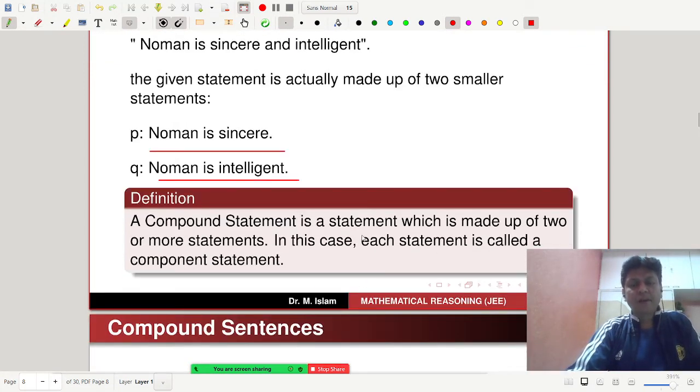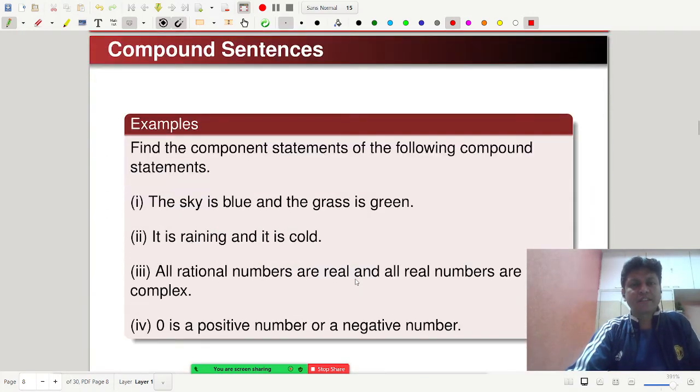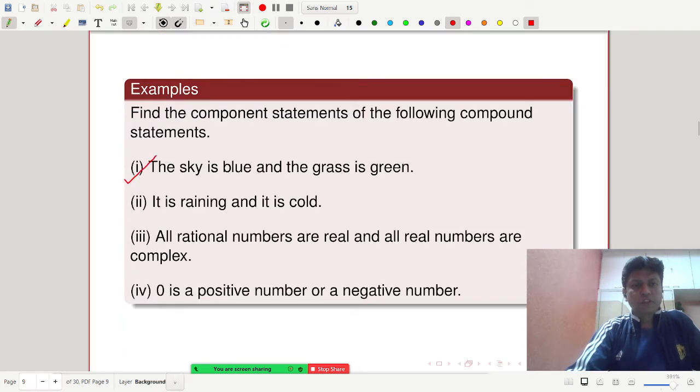A compound statement is a statement which is made up of two or more statements. In this case each statement is called a component statement. Component of that compound statement. So this is the definition of a compound statement. Now let us have some examples of compound statements. Find the component statements of the following compound statements. The first one is, the sky is blue and the grass is green.